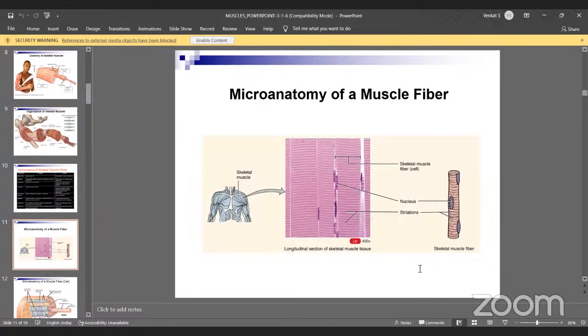Next, the microanatomy of muscle fiber. The microanatomy shows the longitudinal section of skeletal muscle tissue at 400x magnification. The skeletal muscle fiber cells have nuclei, and striations in the skeletal muscle fibers.